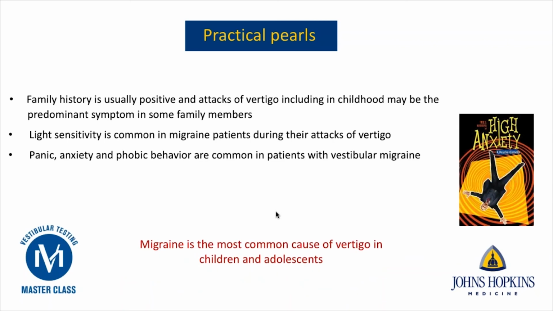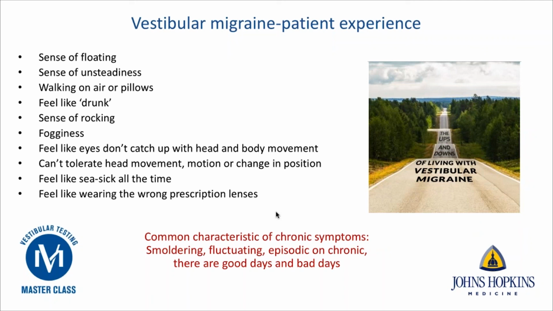Migraine headaches are often an infrequent or long-forgotten symptom of vestibular migraine, so it's important to really dig for a history of migraine at a younger age. Again, an important point is that migraine headache may occur independently of vestibular symptoms and vice versa, so it's important to look for that in the history. Often family history is positive, and attacks of vertigo, including in childhood, may be the predominant symptom in some family members. Light sensitivity is common in migraine patients during an attack of vertigo. Panic, anxiety, and phobic behavior are also common with vestibular migraine and dizziness. And keep in mind that in children and adolescents, migraine is the most common cause of vertigo.